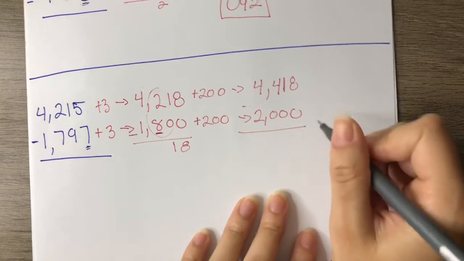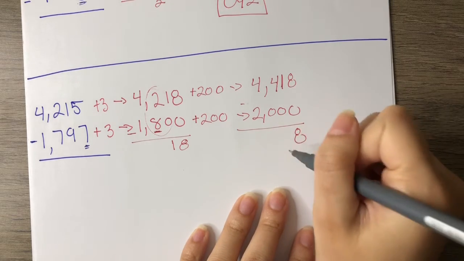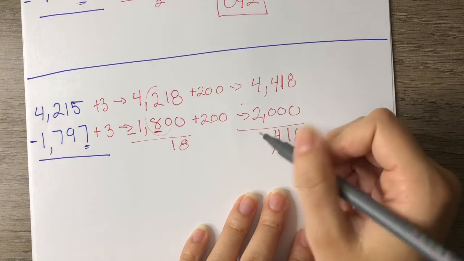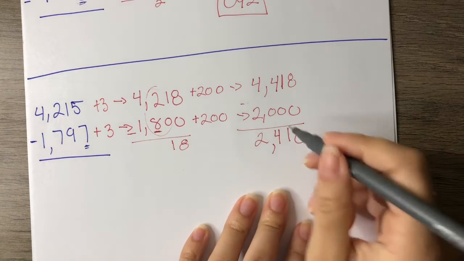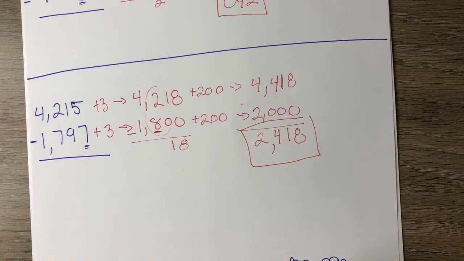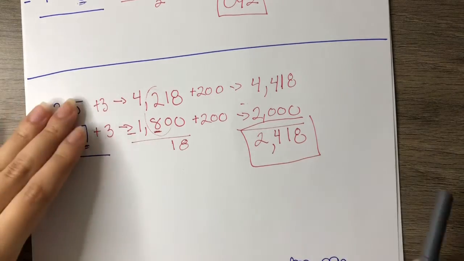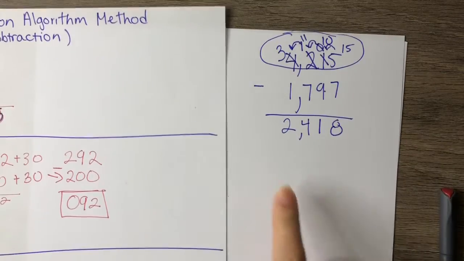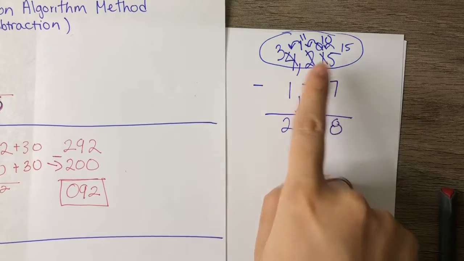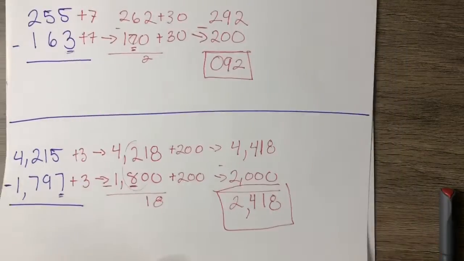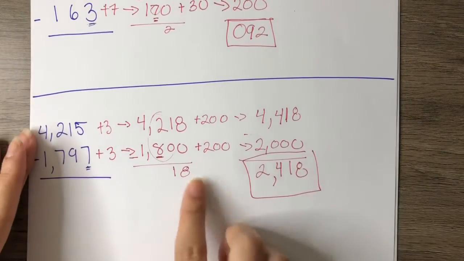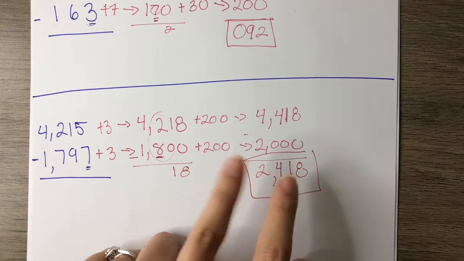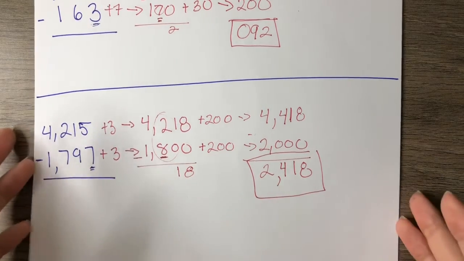8 minus 0, that's 8. 1 minus 0, that's 1. 4 minus 0, 4. 4 minus 2, 2. And there we got our answer. And we didn't have to worry about borrowing and changing numbers like how we did in this problem over here. You see all this mess to get this answer. And here all we did was just add easy numbers to get our answer without borrowing or anything like that.